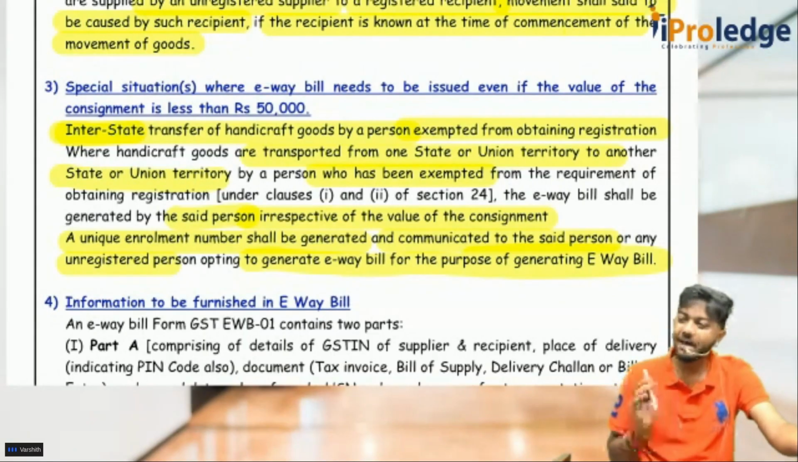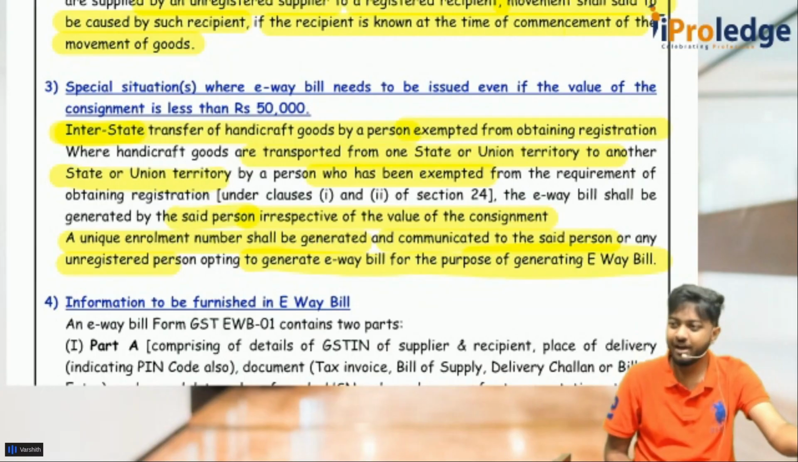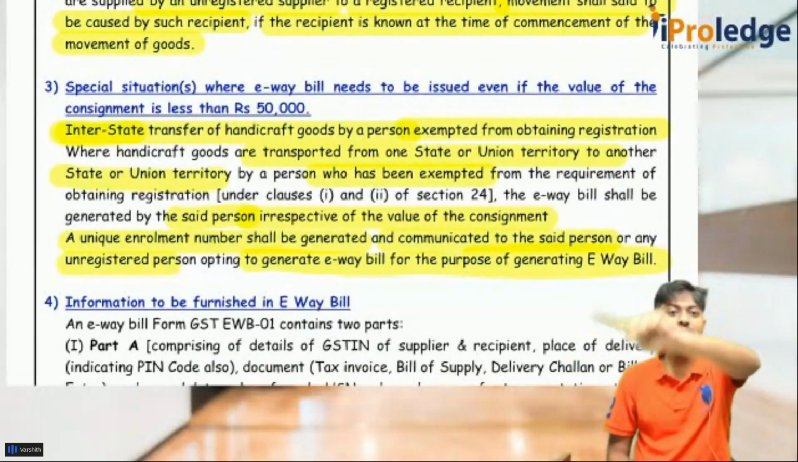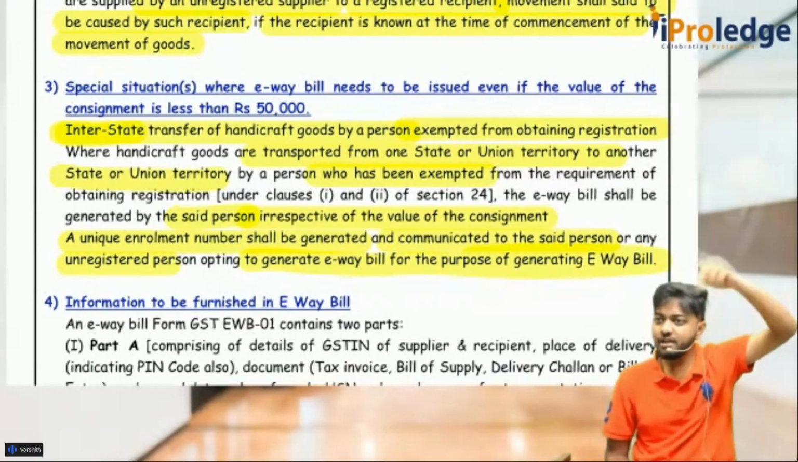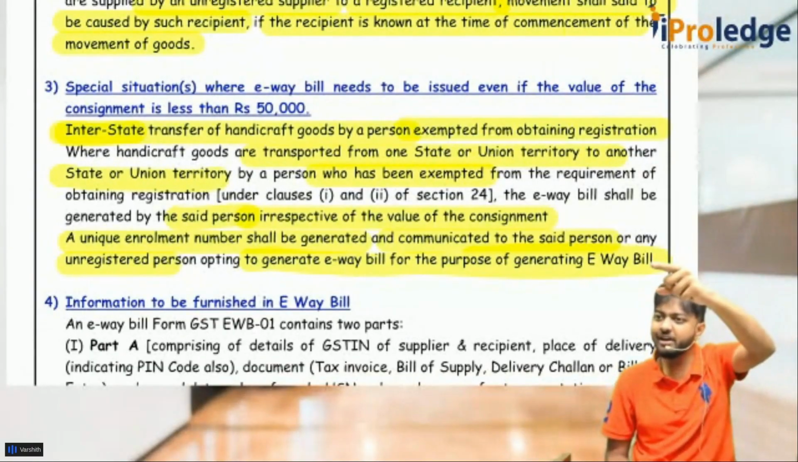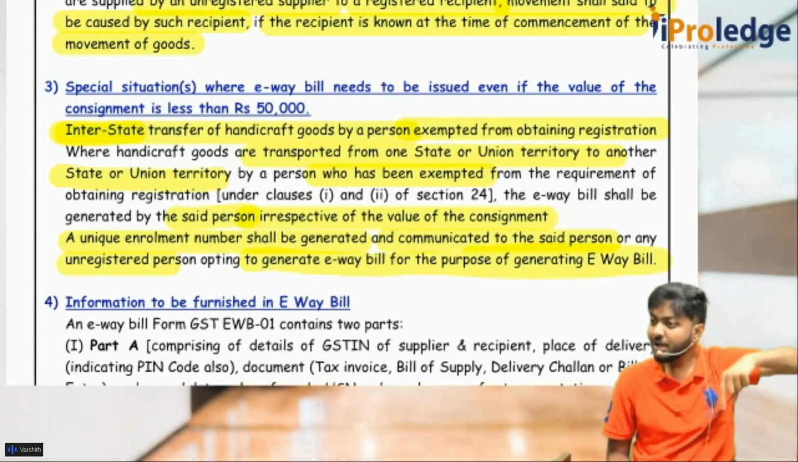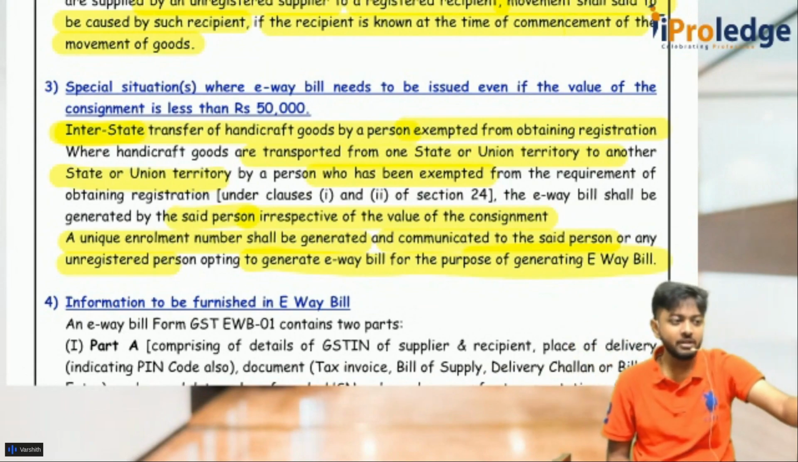But as part of compliance, what will we do? All the handicraft goods, we will generate e-waybill irrespective of value for compliance purposes. Understood? What one thing you have to remember is the interstate movement of handicraft goods made by a person who is exempted from compulsory registration. Generally interstate is compulsory registration, but handicraft people were exempt. Those people who are exempt there are supposed to do e-waybill compulsorily irrespective of the 50,000 rupees value. That's all. If you remember this much, more than enough.